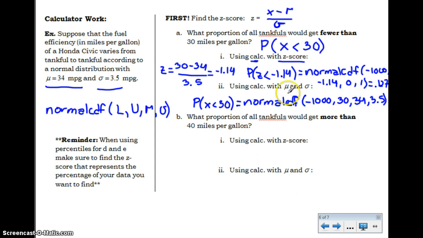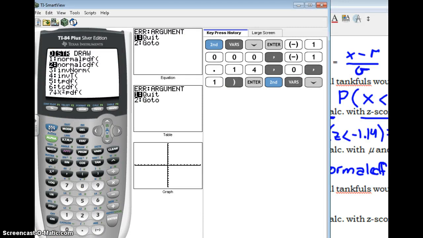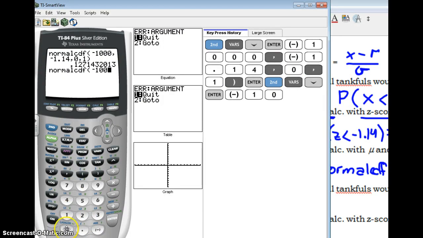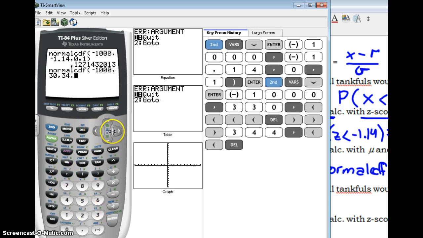Let's see if we use this in the calculator if it gives us the same answer. So we'll use, again, normal CDF. And we'll use the negative 1,000, comma, 30, because that's where we're going up to. And then our mean is 34. And our standard deviation is 3.5. And just make sure you close your parentheses.